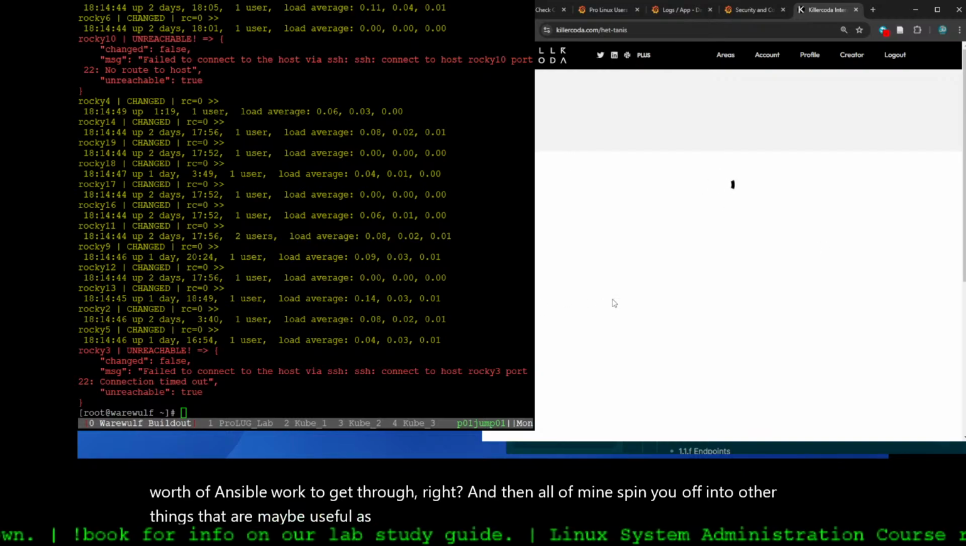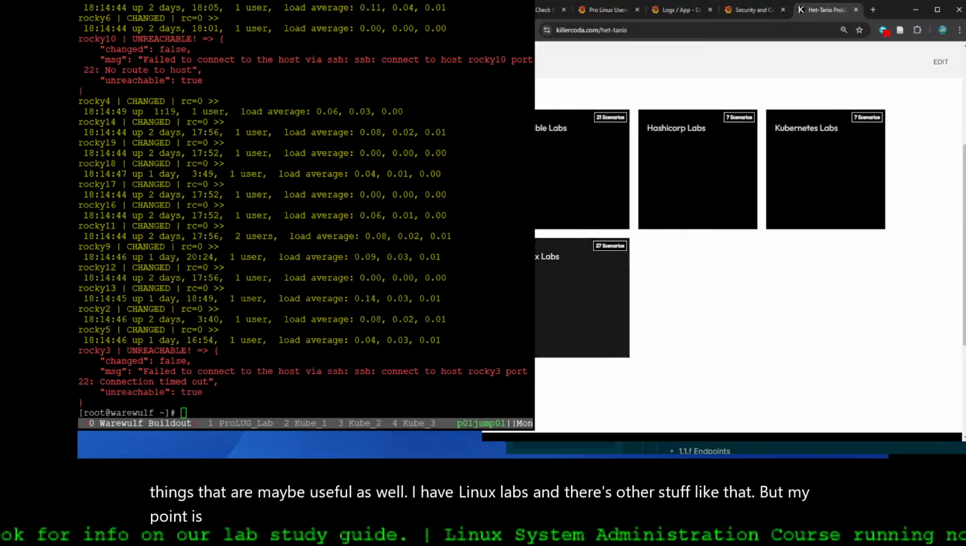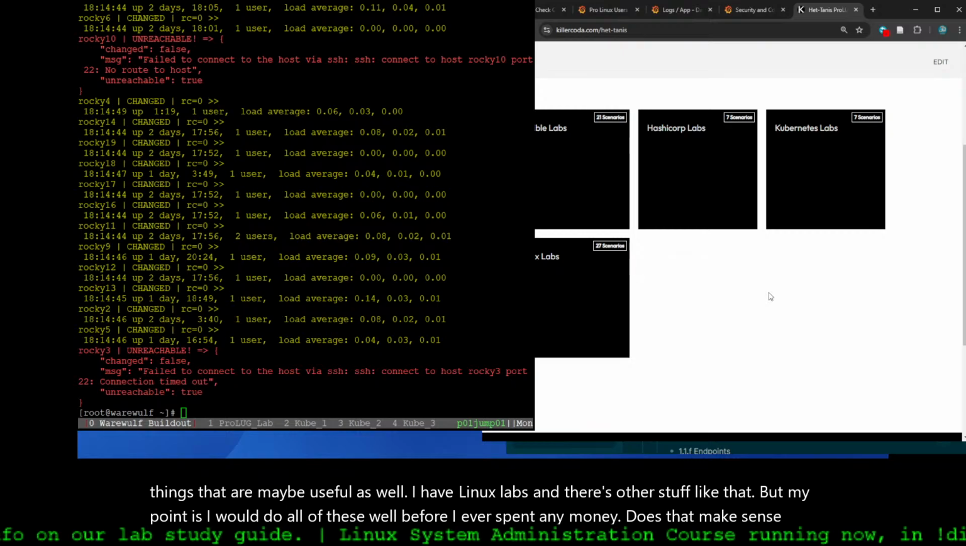I have Linux labs, and there's other stuff like that. But my point is, I would do all of these well before I ever spent any money. Does that make sense? I hope that makes sense.